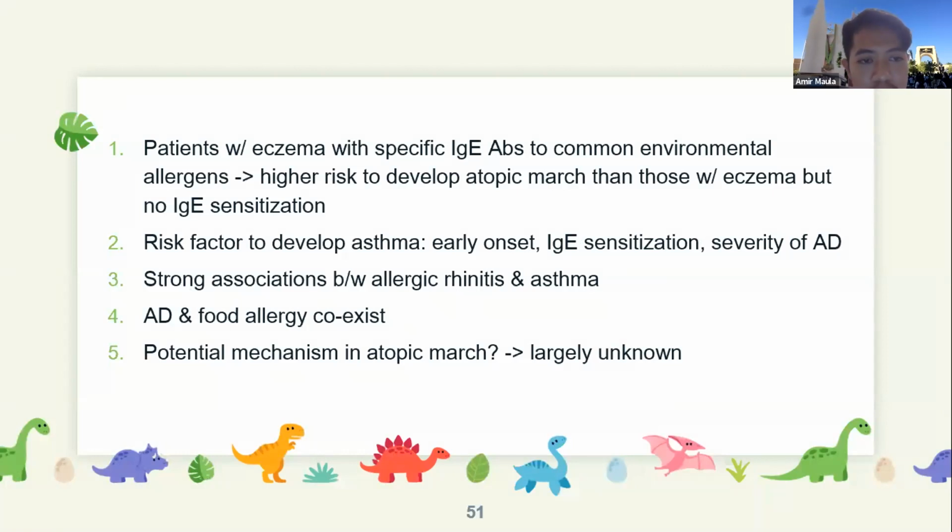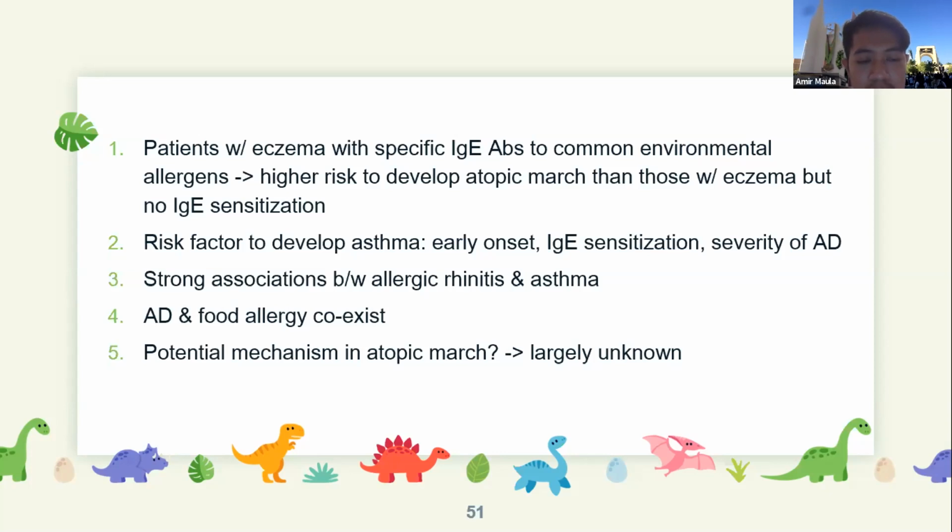Usually, patients who have eczema with specific IgE antibody have a higher risk to develop atopic march than those with eczema but no IgE sensitization, because IgE sensitization to environmental allergens can be a contributing factor to progress into the allergic phenotype of asthma, causing asthma. And besides IgE sensitization, the other risk factors to develop asthma are early onset and severity of the atopic dermatitis. The more severe the atopic dermatitis, the higher the risk to develop asthma.